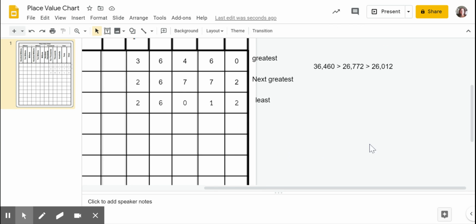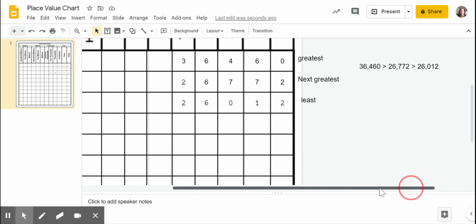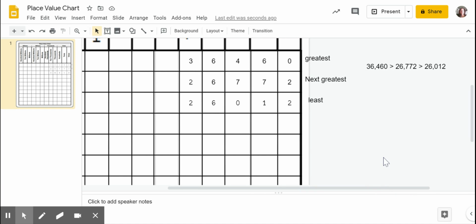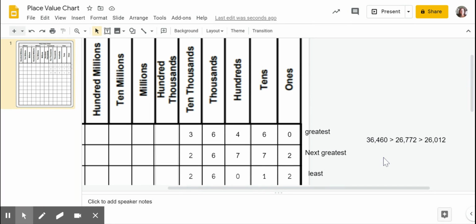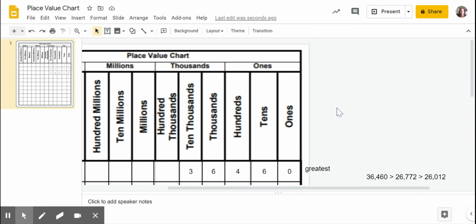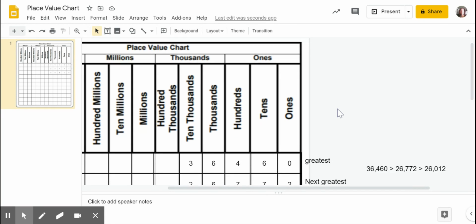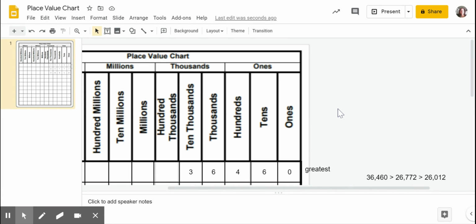Your activity for today is to look at prices and square footage of different houses and compare and order those numbers using a place value chart, just like we did together here. You are going to go to your math course in Schoology and find your lesson for today.